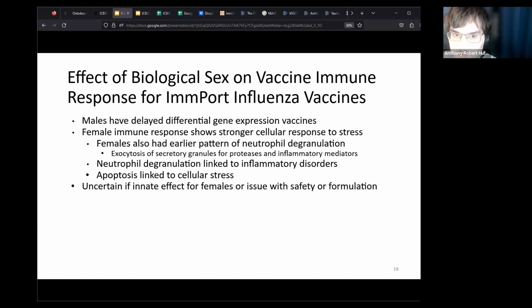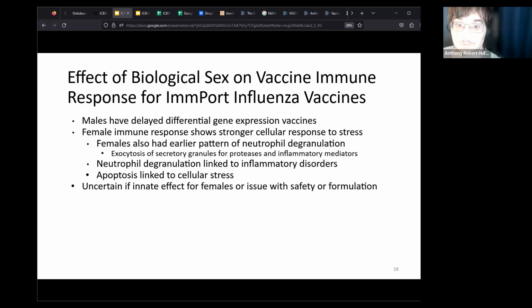So circling back onto the actual effects of biological sex for vaccine immune response, we saw a fairly consistent pattern of males having a delayed differential gene expression response to the different vaccines, with it really starting to ramp up after 2 weeks, while females are showing both a stronger response earlier on, and they're also showing a stronger pattern when it comes to cellular response to stress.